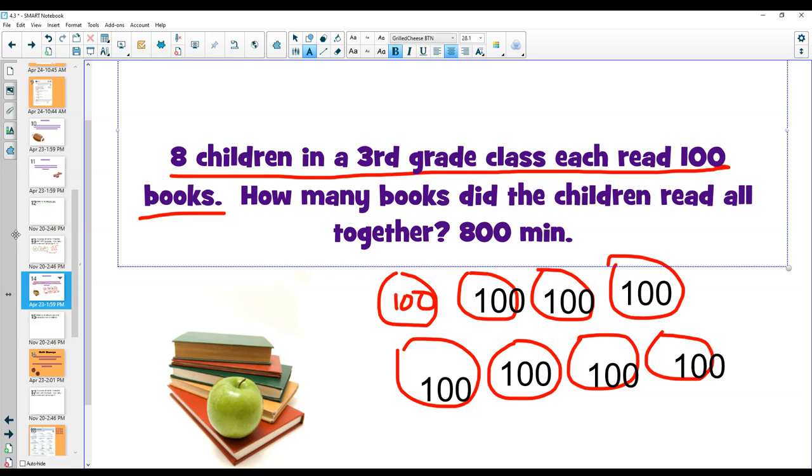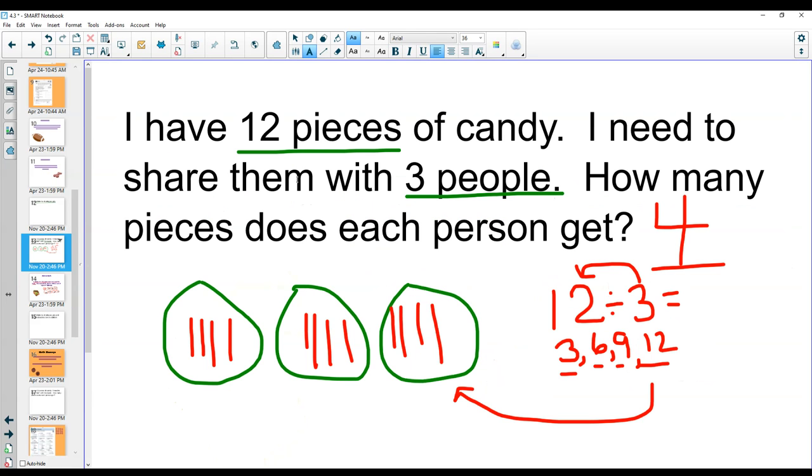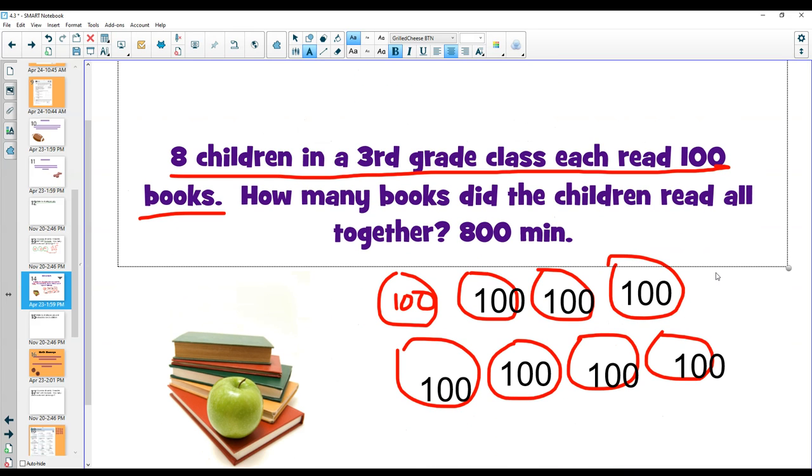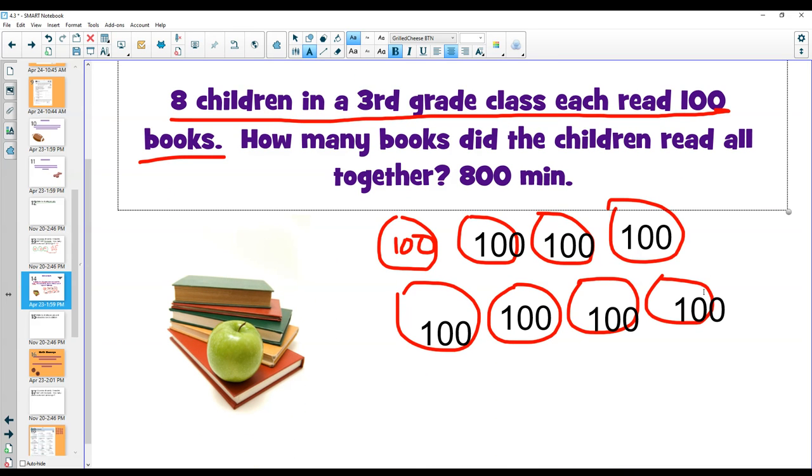So we need to be able to determine some key words. Up here, remember it said they're going to share them. You might hear dividing. How many does each person get? Those tell me that I'm going to be dividing. If it says how many in all, it doesn't say we're dividing here. When I draw a picture, I can make it make sense.